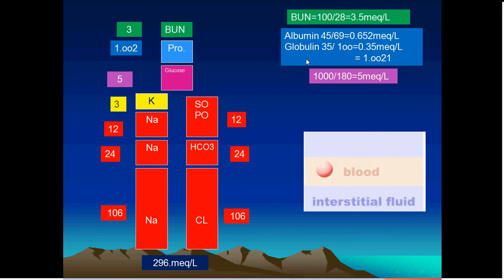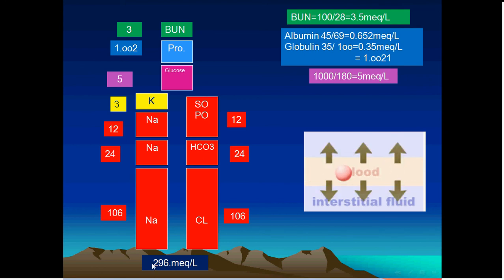When you come to the globulin, which is about 3.5 gram percent or 35 gram per liter, we have different types of globulins, alpha, beta, and gamma globulins, and the mean molecular weight is about 100. So this means that it has a value of 0.35 milliequivalent. So the total is about 1 plus milliequivalent. So this is the protein. The same thing for blood urea nitrogen. If it is about 10 milligram percent, it is equal to 100 milligram per liter, and the molecular weight is 28, so it has a value of about 3 or 3.5 milliequivalent. So these are the calculations.